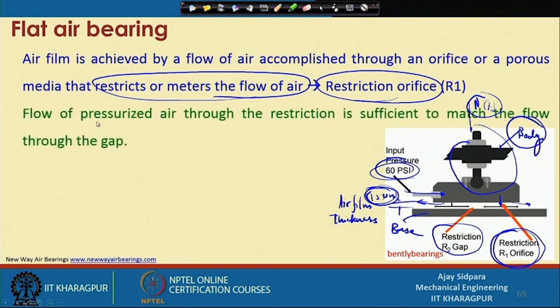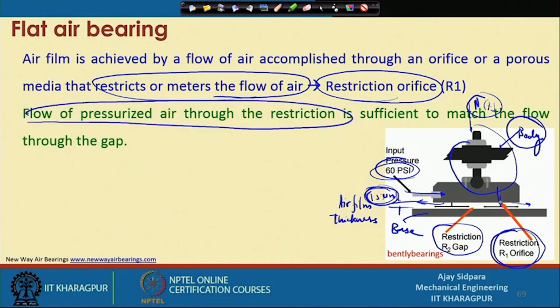Right. So, the flow of pressurized air through the restriction is sufficient to match the flow through the gap. We are throwing everything away from this part, because we are not collecting anything. So, what we have to maintain is a balance between the two things. First is the flow of pressurized air through the restriction: how much air is coming through this, and how much is passing through this gap, correct.